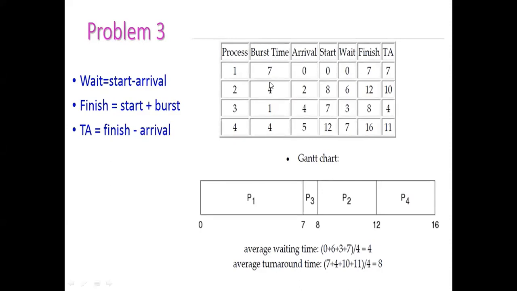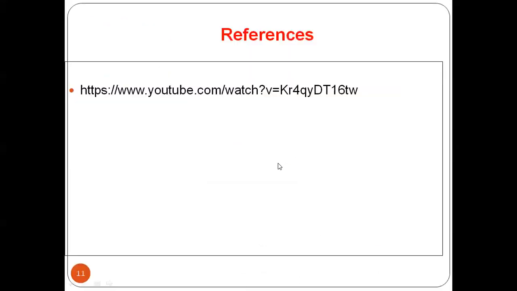So after processing, the CPU burst time is focused here. Process P3 followed by process P2 followed by process P4. After process P1 gets over, all the three processes are executed.